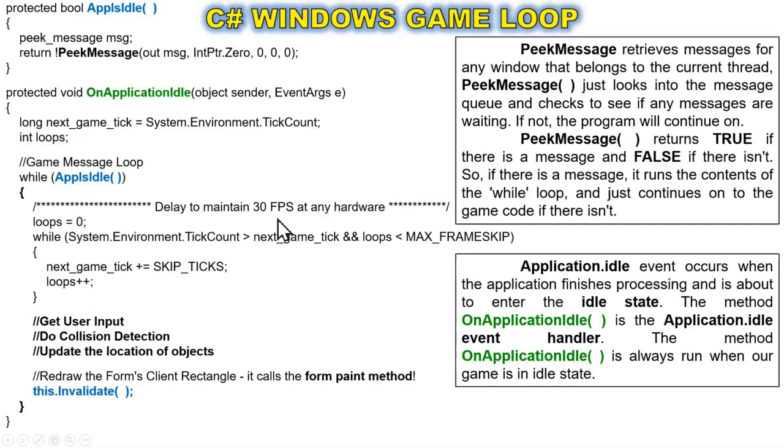Inside the game message loop or game loop, we may write our code to get the user input, perform collision detection, and update the location of the objects. The command this.Invalidate will redraw or refresh the form's client rectangle and automatically calls the form's Paint method, where we draw the background image and the sprites.